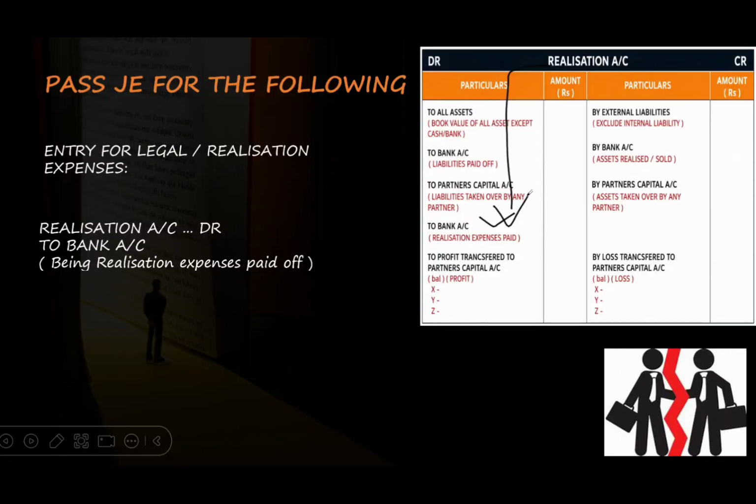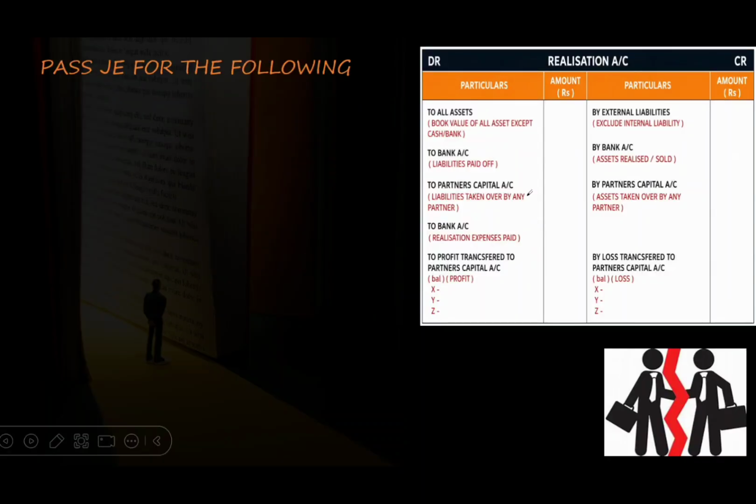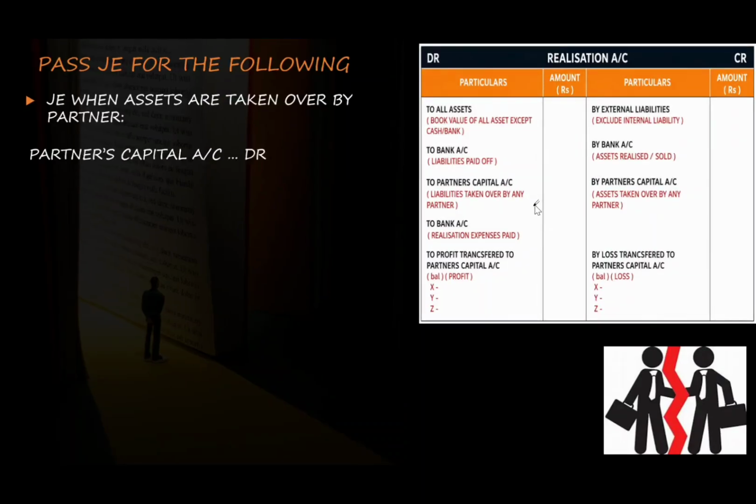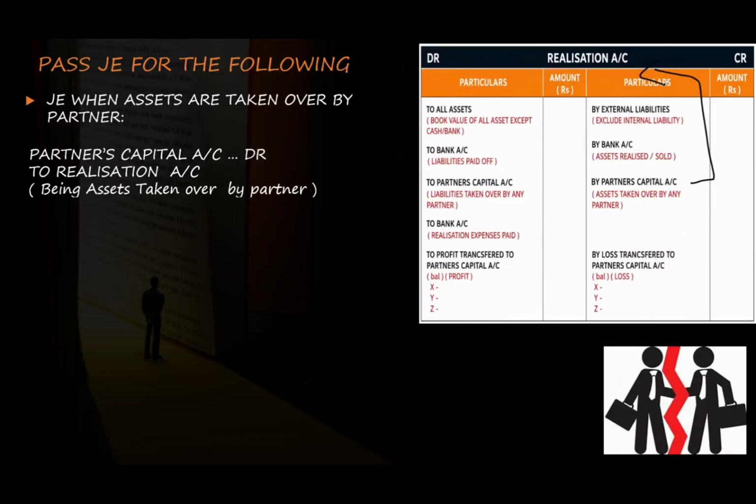The next important entry is for when the assets are taken over by the partner. So when assets are taken over, we made an entry on the credit side of the realization account. So the entry will be partner's capital account debit to realization account. That is the assets that are taken over.